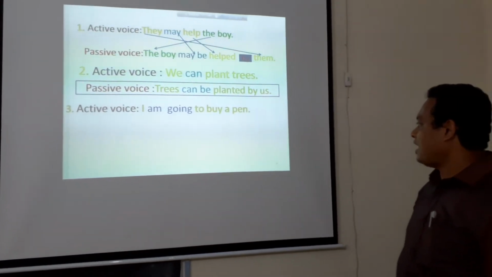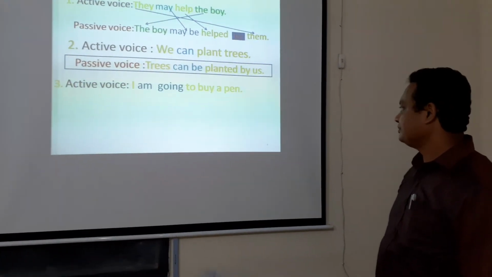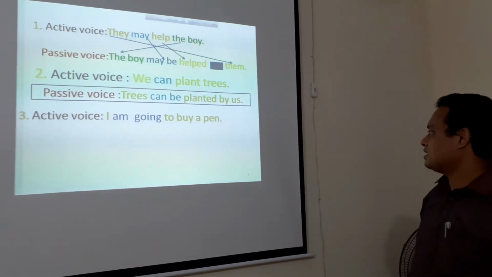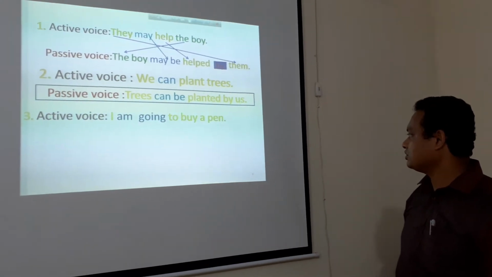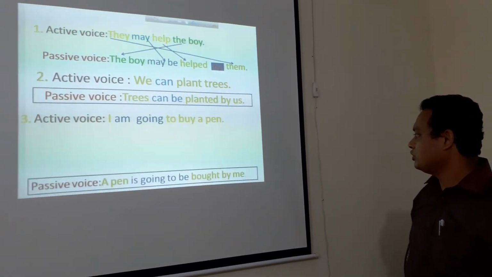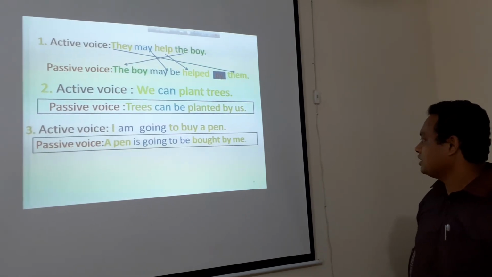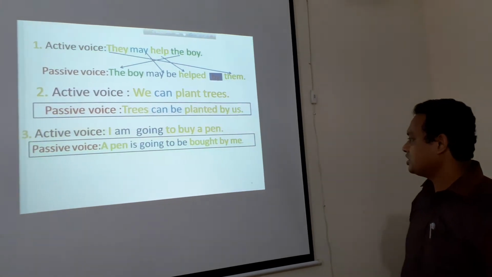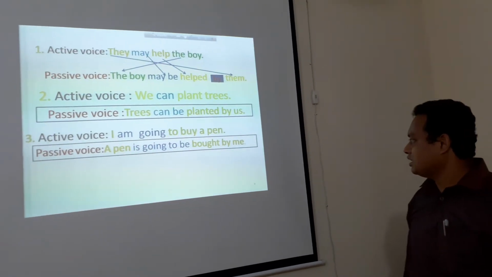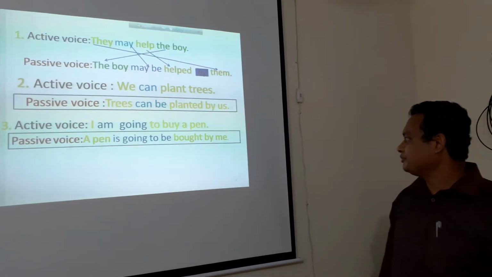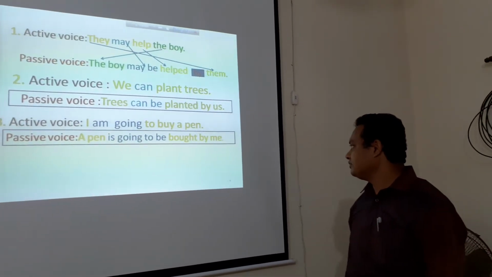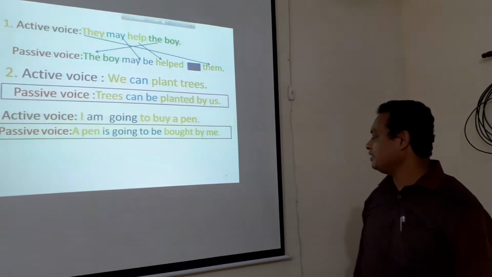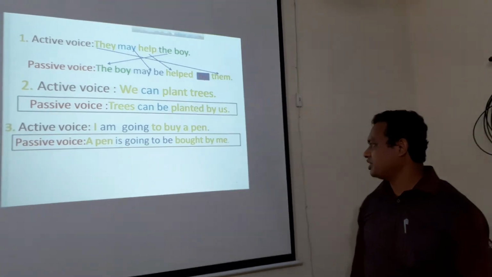Another example, I am going to buy a pen. Here, I is the subject, a pen is the object. So, we turn a pen into the subject in passive voice. Is going to be is the auxiliary verb, bought is the main verb, by is the preposition, and then me is the object.